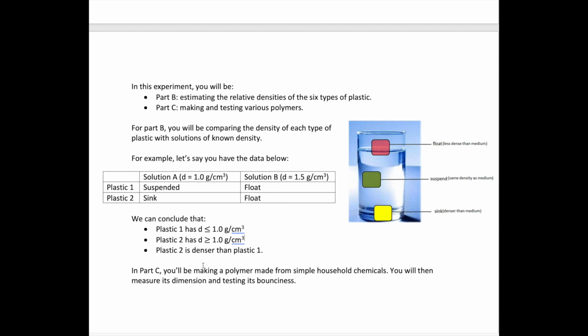In part C, you'll see how to make a polymer from simple household chemicals, where you just have to mix them together and then heat them up a little bit, and then you'll be able to test the bounciness of the polymer that you make, which is these balls, and then you're also going to measure its dimensions.